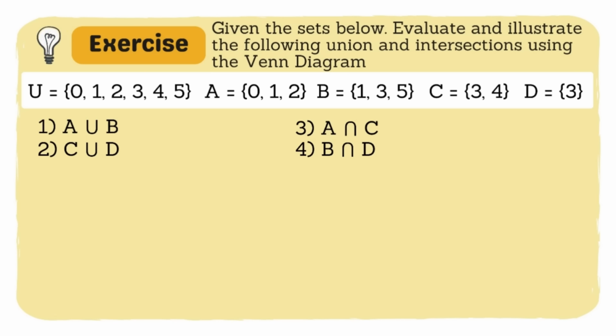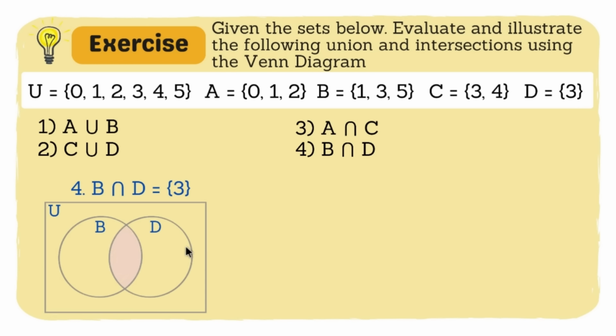Okay, now let's have number 4. Here we have B intersection D. Our answer here is 3. Okay, take note, ang ating set B, we only have here 1, 3, and 5. And for set D, we only have here 3. So ano yung common? It's 3. Alright? If we're going to draw the Venn diagram, dito lang po yung ating isi-shade sa gitna. We have the intersection 3.